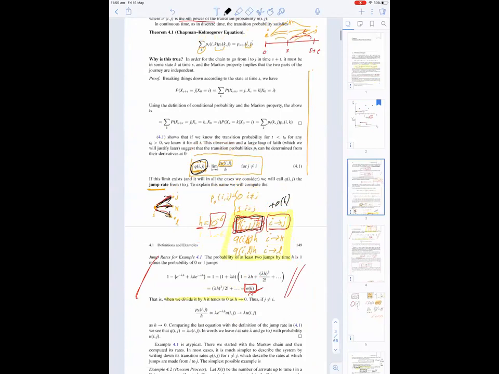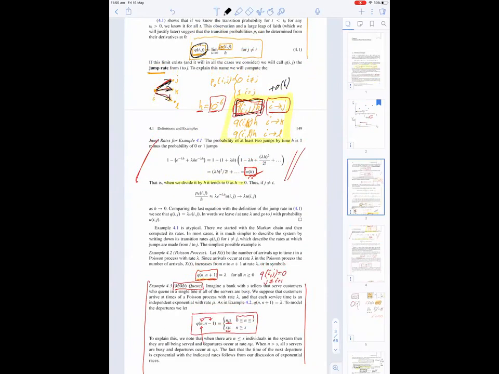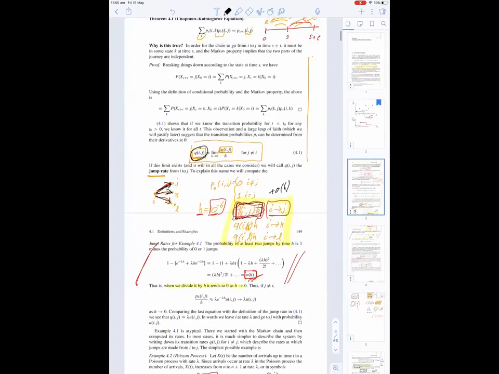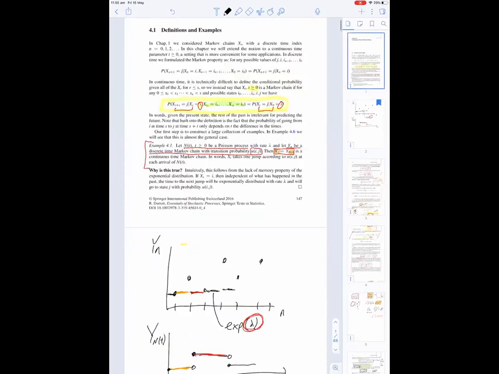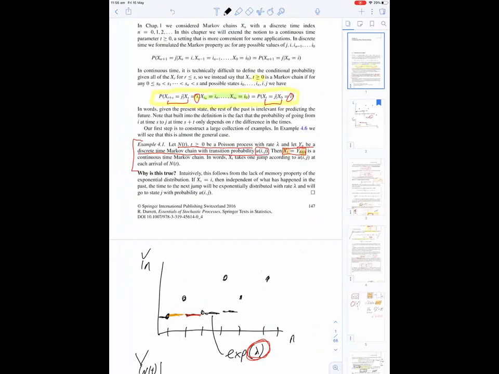Oh, here. Example 4.1. Well, come on. Example 4.1. Yeah, page 147. Thanks. So, okay. If any of you need to go to the toilet, please do, or I'll continue.